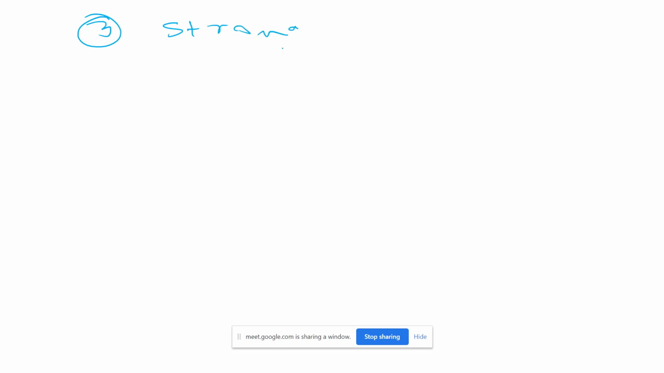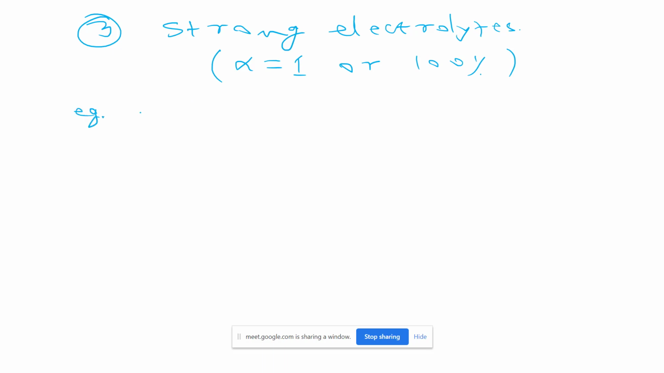The definition of strong electrolyte is alpha, which we call the degree of dissociation, that is 1, or with percentage, 100%. So this is the definition of strong electrolytes. Those electrolytes which are dissociated or ionized 100% in the solution are strong electrolytes. Okay, for example, here we are taking NaCl.